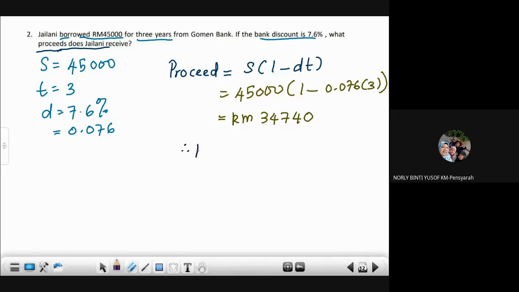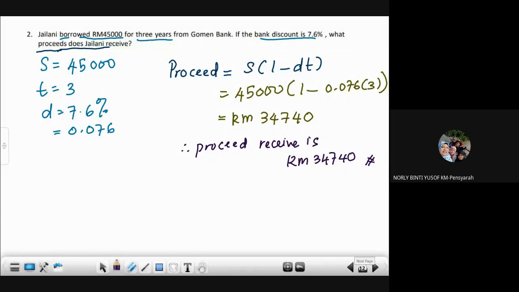So you pun cakap lah, proceed receive is 34740. Ataupun nak cakap proceed jalani receive is 34740 pun boleh. Ini general lah. Proceed receive is 34740. Okay, so that is how you count the proceed value based on the formula S in bracket 1 minus DT.